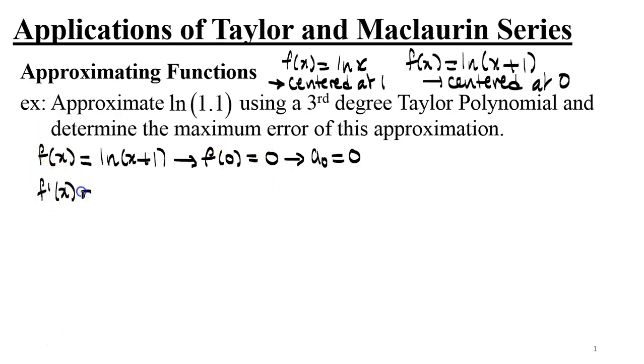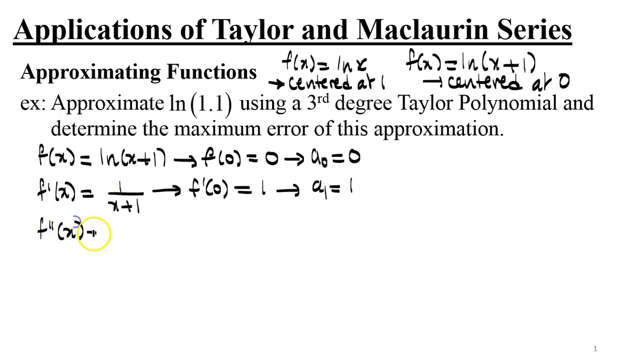Then going for the first derivative. Now this is in the form ln u, so the derivative is 1 over u times u prime. So it's 1 over x plus 1 times u prime. If u is x plus 1, u prime is 1. So which leaves you with a first derivative equals 1 over x plus 1. So evaluating the first derivative at 0 would also give you 1, leading to a second coefficient of 1 over 1 factorial, which is 1.